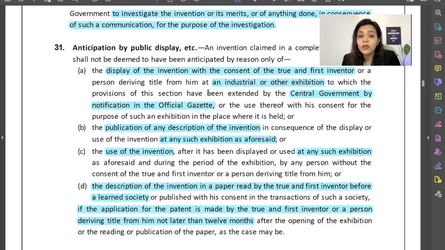Then we have clause B, where the publication of any description of the invention in consequence of the display or use of the invention at any such exhibition is as aforesaid. So this clause also says that first was display, second was publication, and third is use. So clause A refers to display, clause B refers to publication, and clause C refers to use of the invention. And all of this should be in an exhibition to which the provisions of this section have been extended by the central government by notification in the official gazette. If it is any other exhibition, this exception is not there.